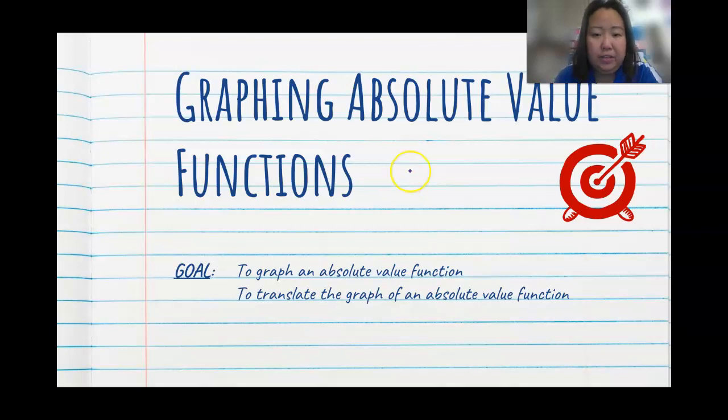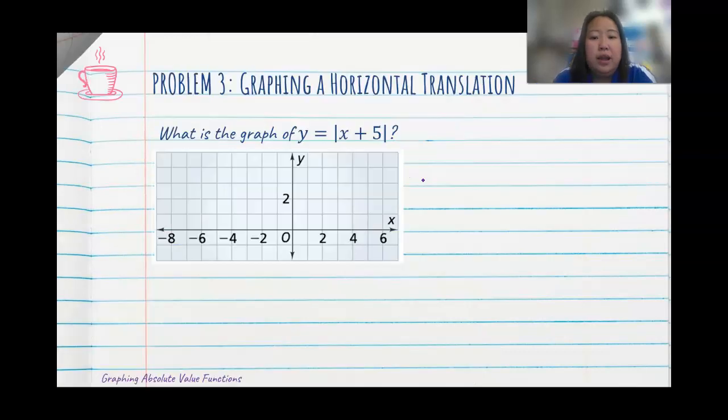So hi everybody, let's continue our discussion on graphing absolute value functions. Now, from this time, if you will take a look, what can you see is different with this equation? And if you are going to compare it with our parent function, which is y is equal to the absolute value of x?